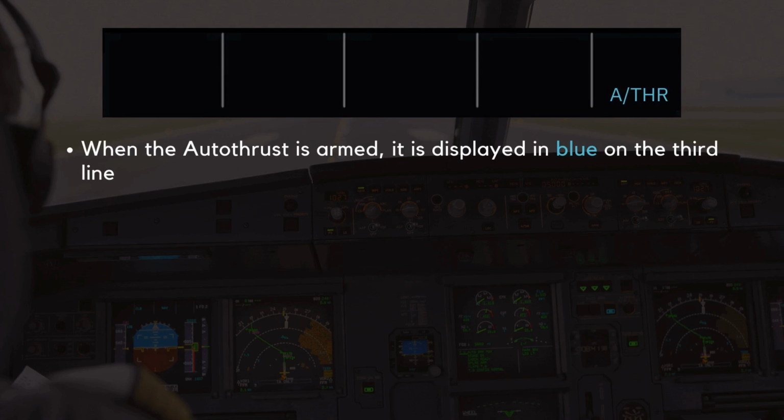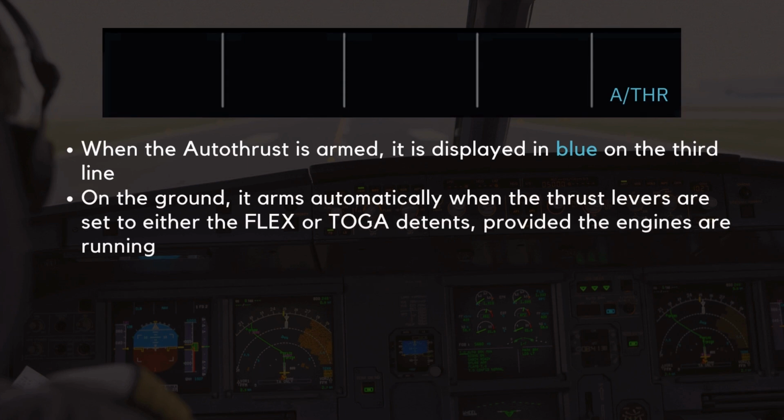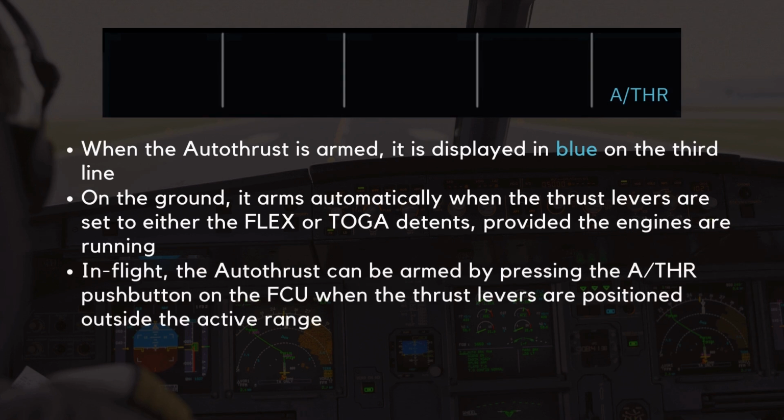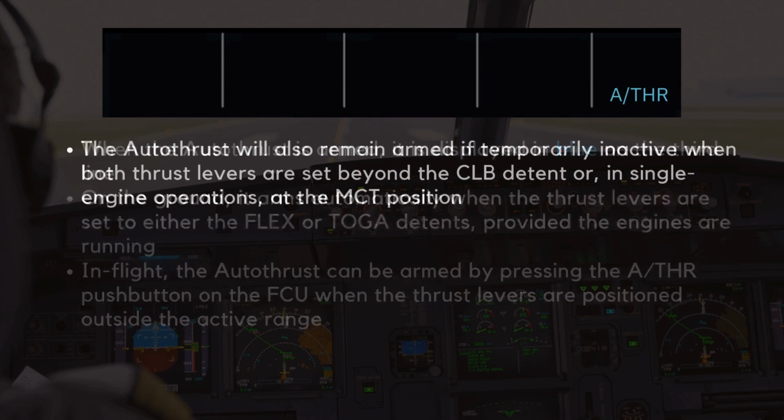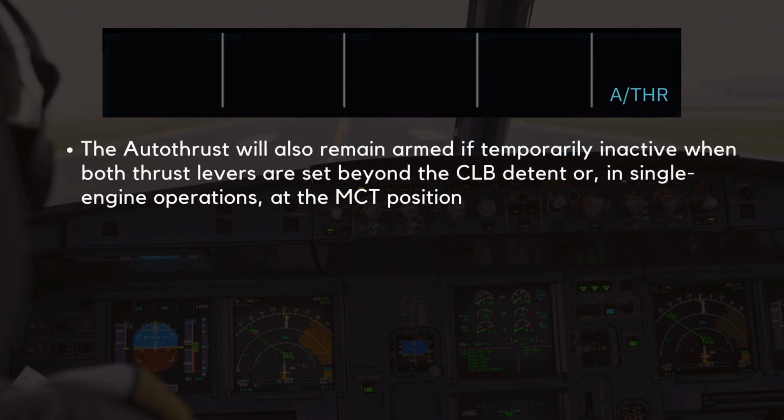When it is armed, it is displayed in blue on the third line. On the ground, it arms automatically when the thrust levers are set to either the flex or toga detents, provided the engines are running. In flight, the auto thrust can be armed by pressing the auto thrust push button on the FCU when the thrust levers are positioned outside the active range. The auto thrust will also remain armed if temporarily inactive when both thrust levers are set beyond the climb detent or in single engine operations at the MCT position.